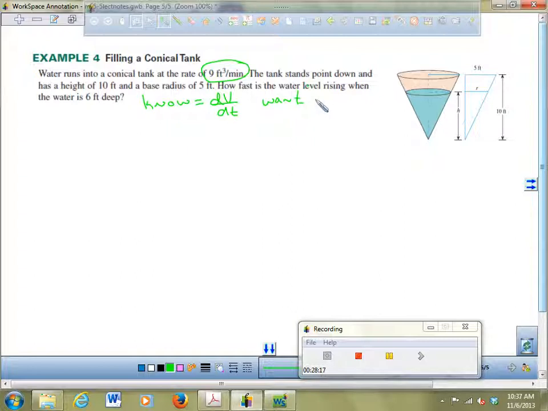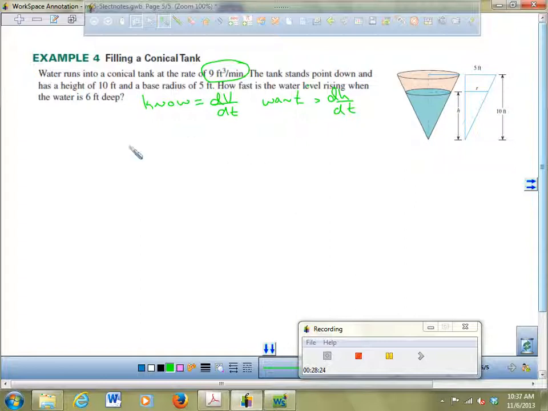You want dH/dt, right? Okay, so I'm not going to worry about the numbers for right now. And so the first thing: is the radius changing as the water level rises? Yes. Is the height changing as the water level rises? Yes. So you have two things going on, okay?